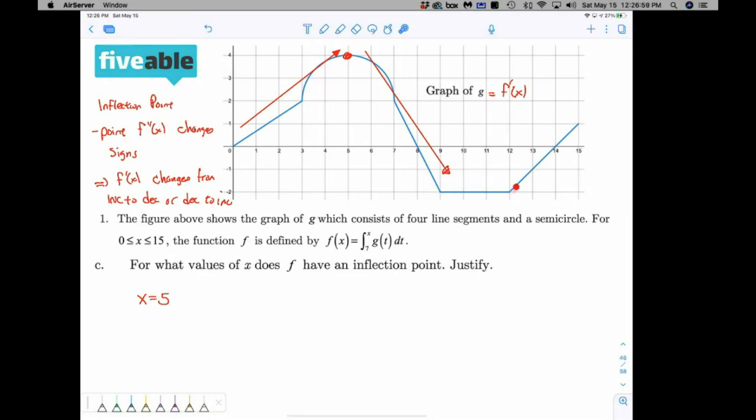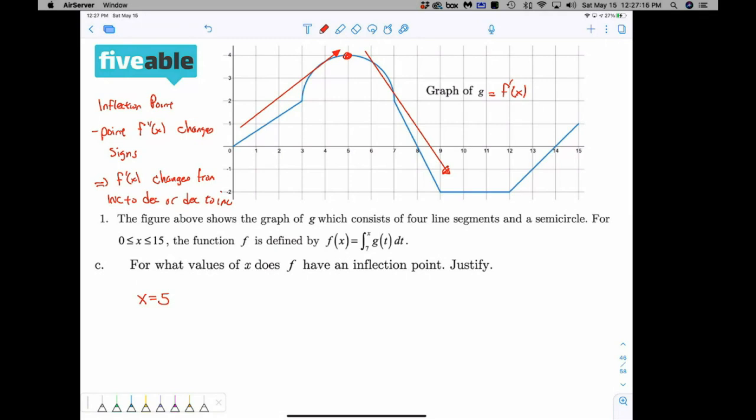So this is really a sticky point for a lot of students, but you've got to remember there's not a single point where the graph changes from increasing to decreasing. When I say the graph, I mean the graph of f prime of x. There is no inflection point in this region. So the only place we have an inflection point is at x equals 5.